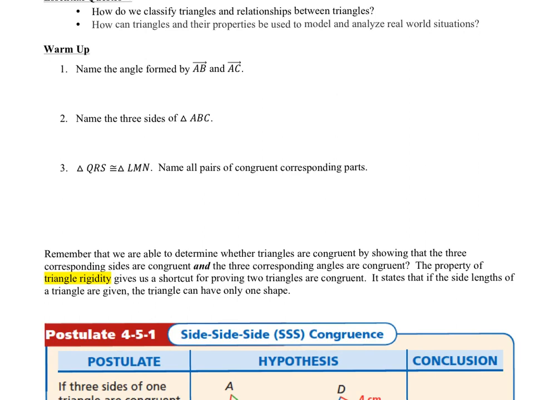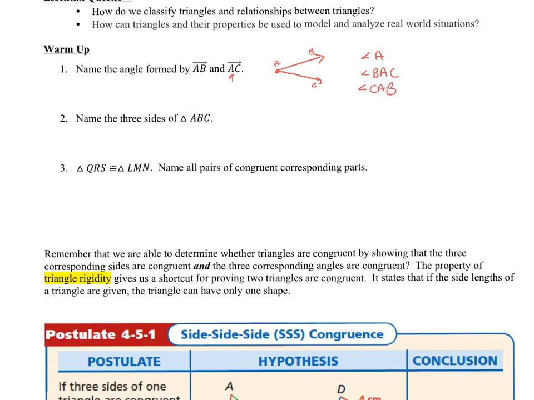Name the angle formed by ray AB and ray AC. Remember that A is the endpoint because it was the first letter in the ray. So to name this angle, we could call it angle A, we could call it angle BAC, keeping A the vertex in the middle, or we can call it angle CAB.